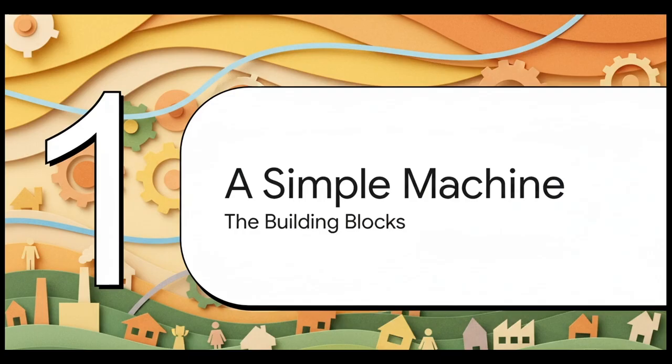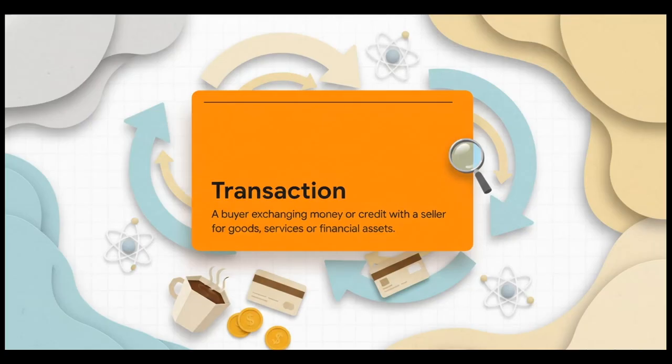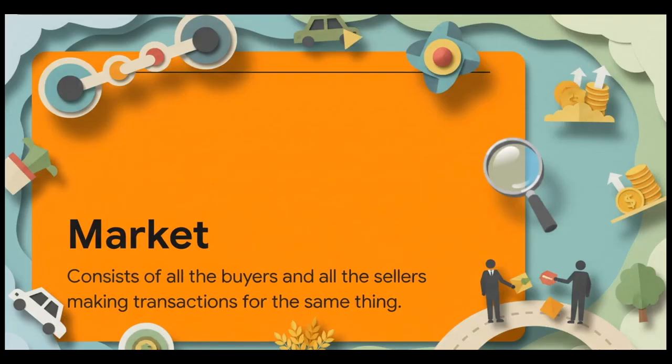Okay, so to get our heads around this whole machine, we've got to start small, like really small, with the single most fundamental part that makes everything else happen. It all boils down to this one thing, a transaction. Seriously, every single time you buy a coffee, you're making one. It's like the single atom of the entire economic universe, and it happens millions of times every second.